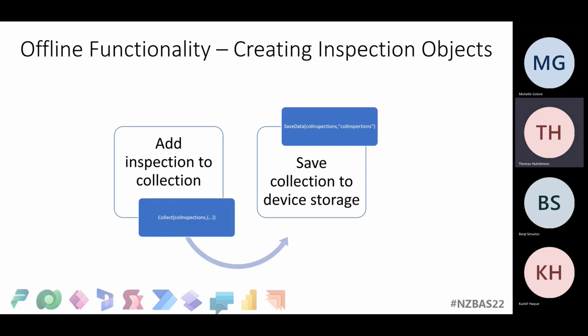Cool. So for the offline functionality, this is how I dealt with it. When you create an inspection object, on that home screen, new inspection, it'll place your inspection into a collection and then immediately save that collection to your device. I wanted to make sure that they didn't lose any data at all.